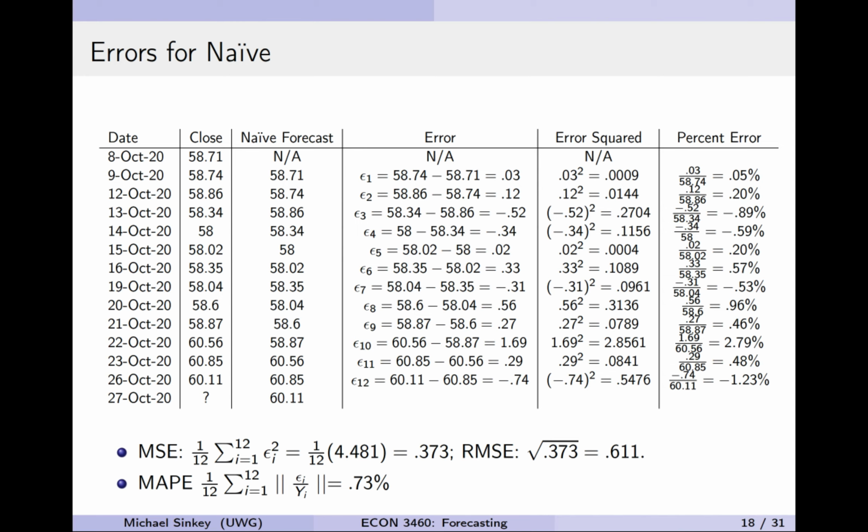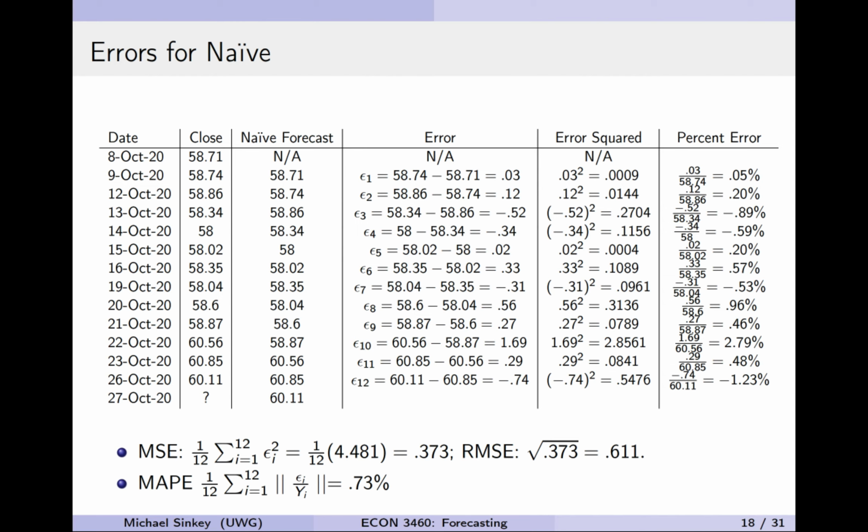Now, the next data point is 58.86. That was the closing data for October the 12th. Our prediction was the October the 9th data of 58.74. So 58.86, the data, minus the forecast, 58.74 is 0.12. Square it, you get 0.0144. Take 0.12, divide by the data, which is 58.86, and you get 0.0020, which we say we missed by 0.2%. Okay, so now for October 13th, the closing price was a little bit lower. It was 58.34. And as a consequence, the forecast was too high. So we over predicted the closing price.